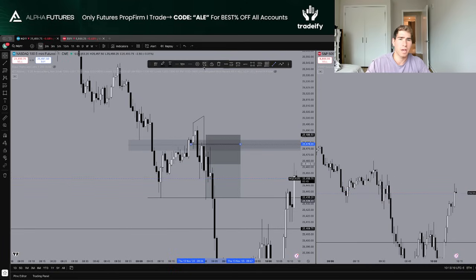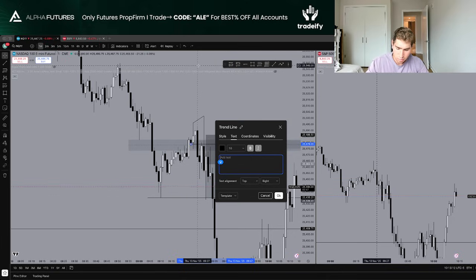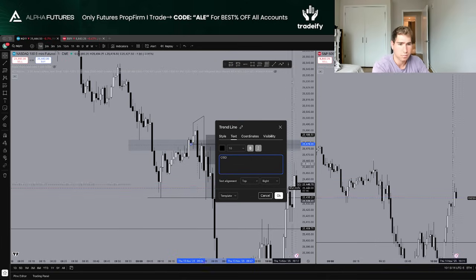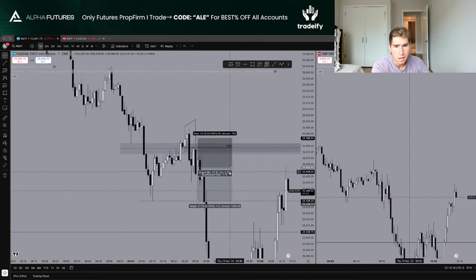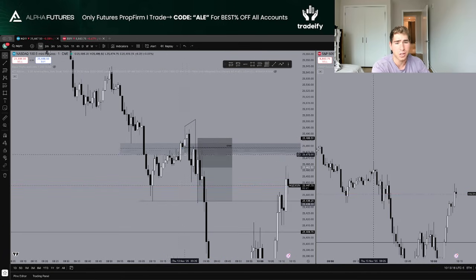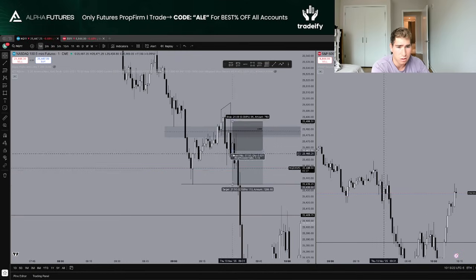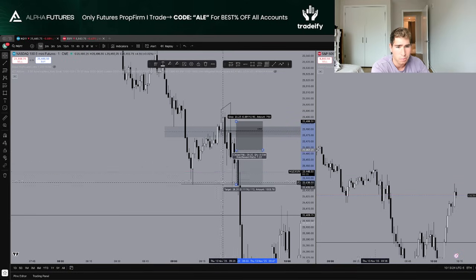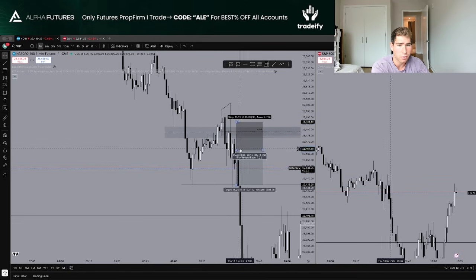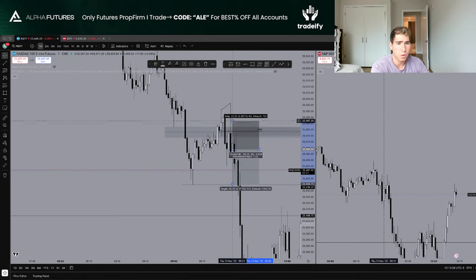So we have a CISD, IFEG slash FEG, SMT at the high, and then we displace lower. I enter in when the candle pulls back up to this order block right here. Stops were halfway through the wick.